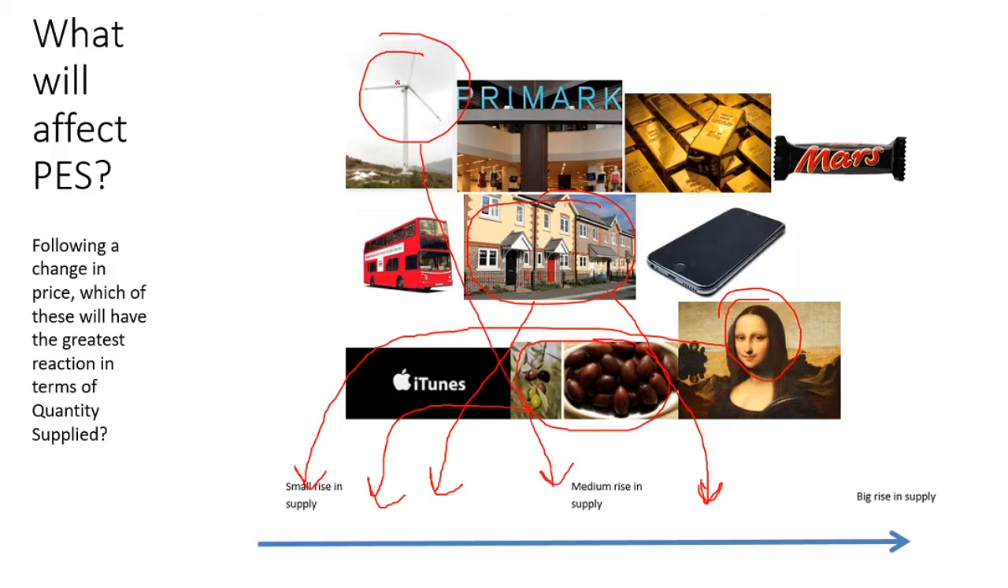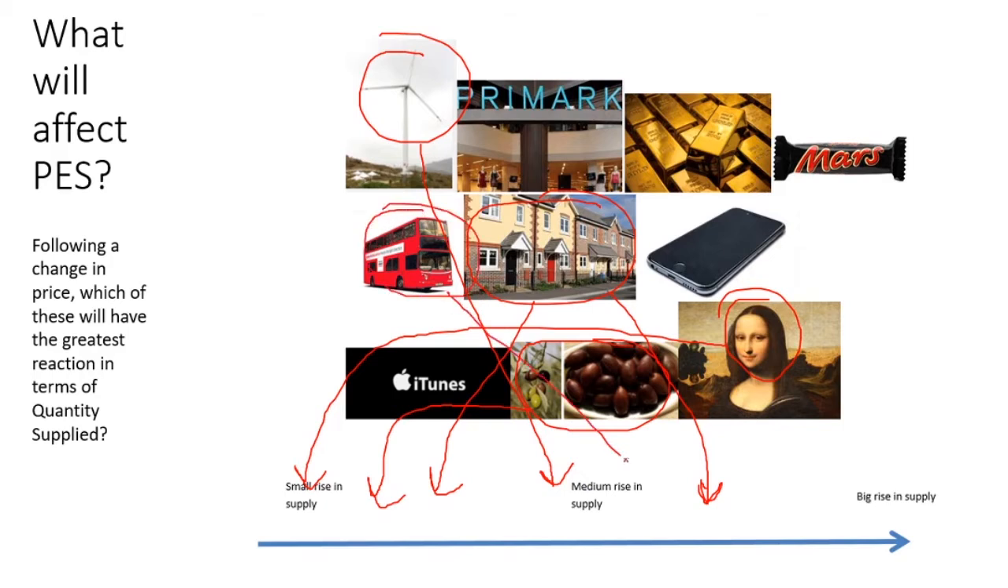You've got to get planning permission, and you've got to install it. So I think that if the price of wind turbines went up, then it would be harder to suddenly produce more of them. And so therefore I'm going to say that it's going to be sort of like a medium rise in supply. Followed next, I think, by probably bus journeys, right?